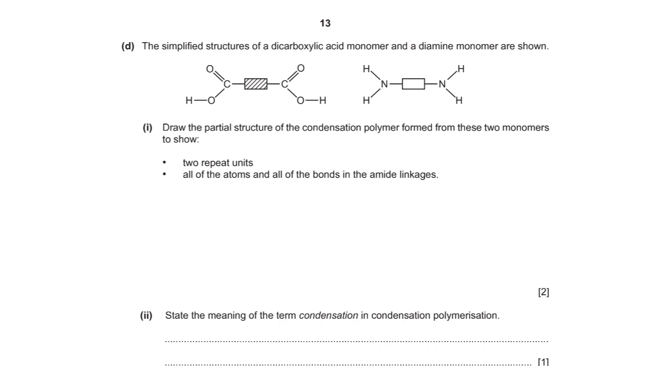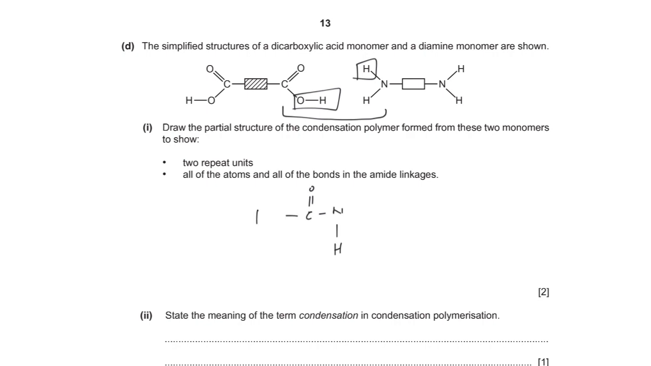Okay, so the simplified structures of the dicarboxylic acid monomer and diamine monomer are shown. Basically, this is what is used to make nylon and amide linkages. Draw the partial structure of the condensation polymer that is formed. Anyway, this OH and this H will react to form water. So I'm just writing this connection first: C double bond O and N and H. I just wrote this portion right now.